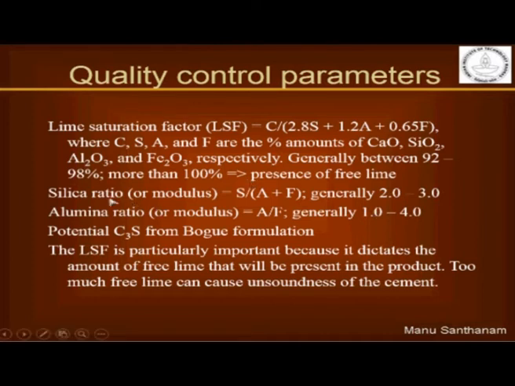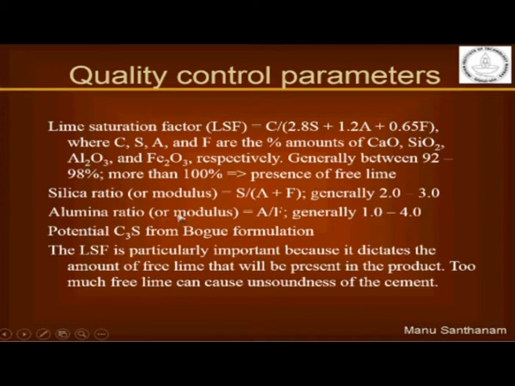Then the other parameter to look at is the silica ratio or silica modulus, which is the ratio of the silica content SiO2 to the sum total of the alumina and iron oxide content, S divided by A plus F. Generally, this is between 2 to 3. This is not a percentage, I am just presenting a ratio. So this is between 2 and 3.